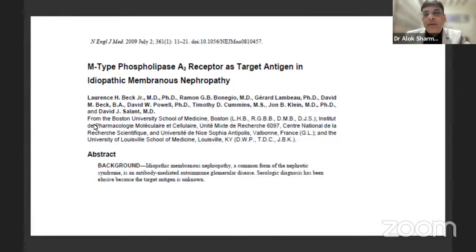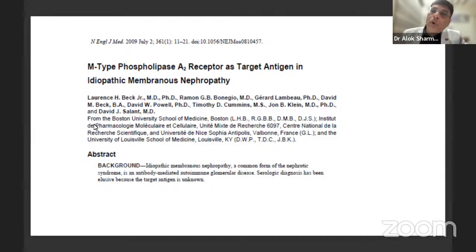So once we identified that in membranous nephropathy, the most common target antigen is the M-type phospholipase A2 receptor, against which the anti-PLA2R antibodies are circulating and binding to it, forming the immune complexes. We started to understand what goes on behind formation of these immune complexes. Till this time, we did not know.